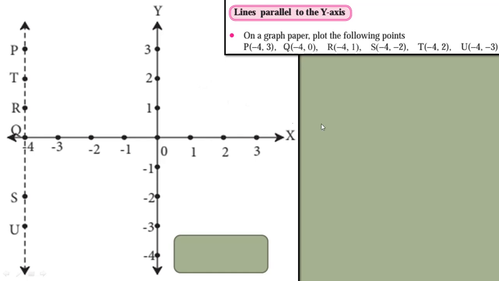So from this example we learn, when a line is said to be parallel to the y-axis, then the points present on this line have their x coordinate the same or equal. All the points present on this line have the same x coordinate.